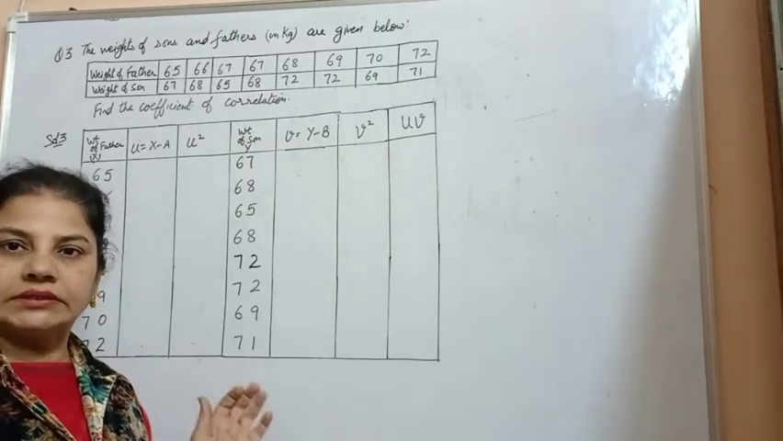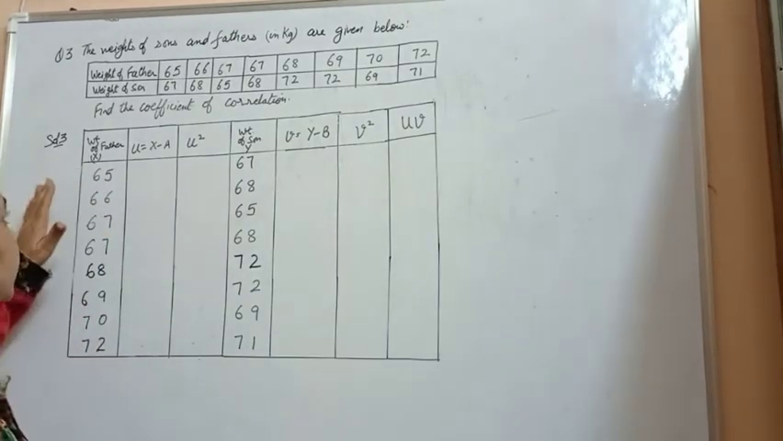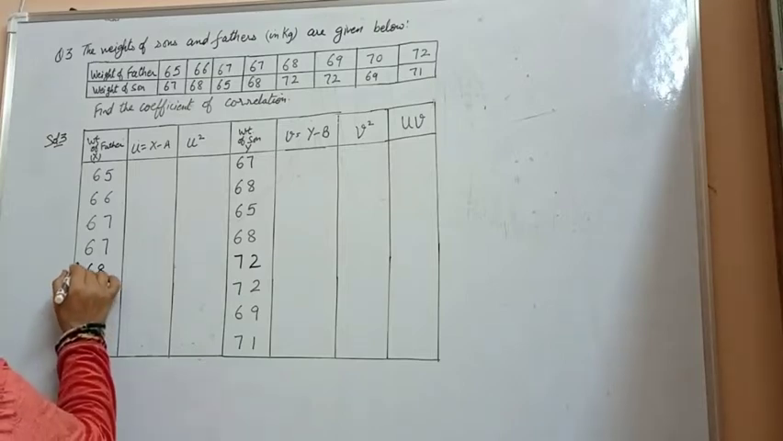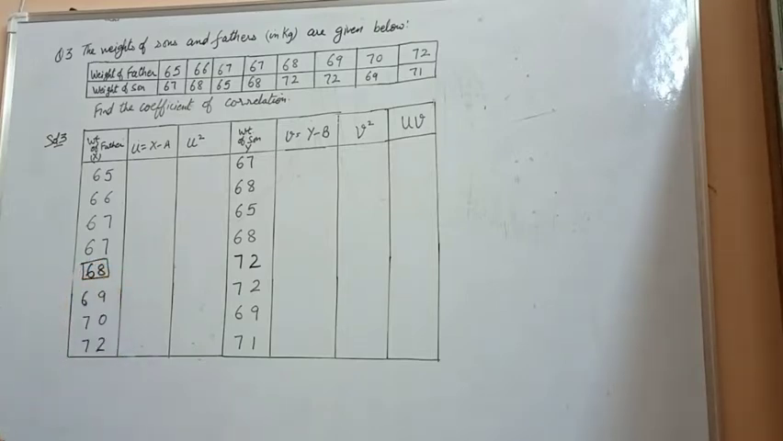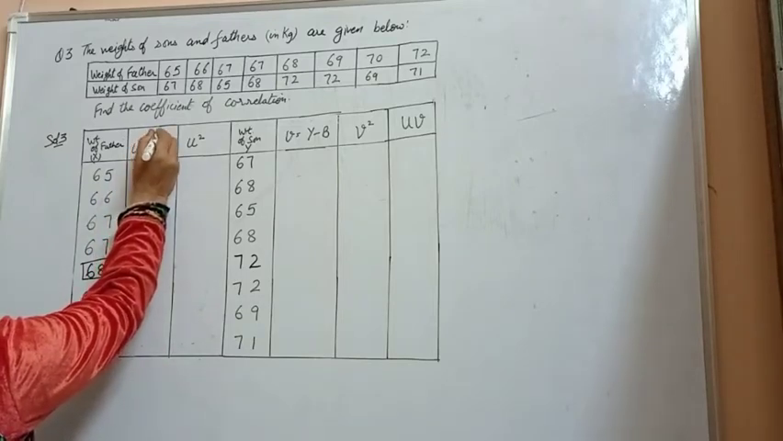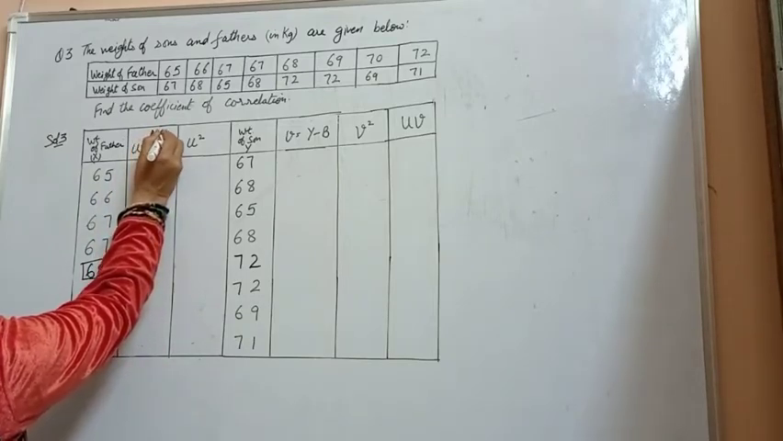Now we enter the data in this. Weight of father is considered to be the X series. In this, we consider an assumed mean, say 68. So we have A as 68.